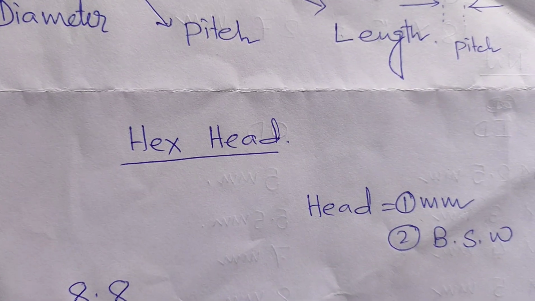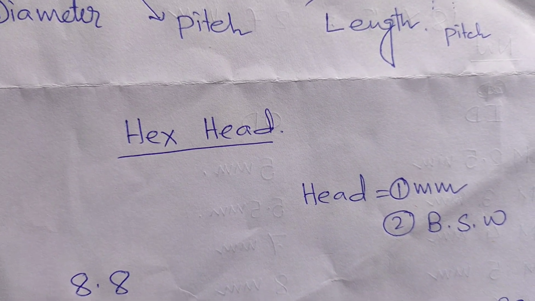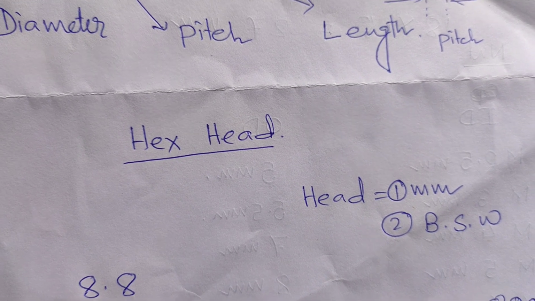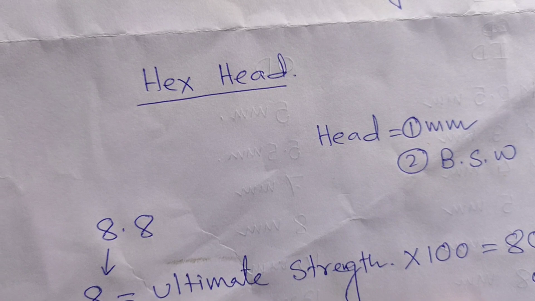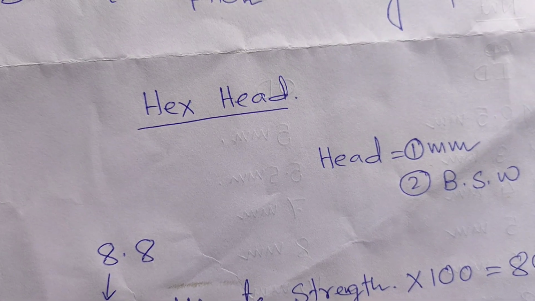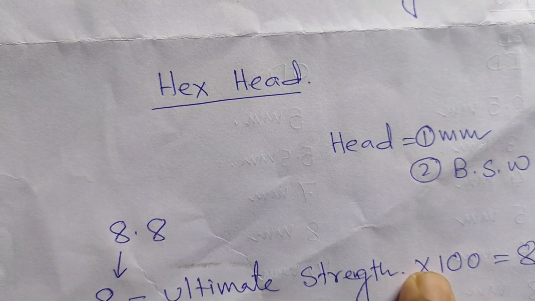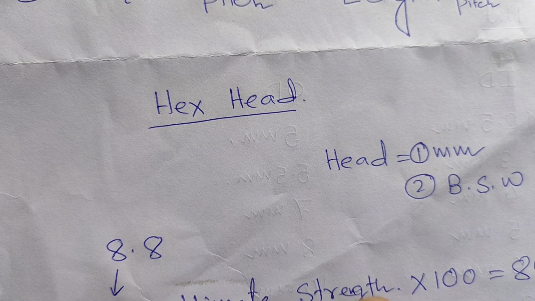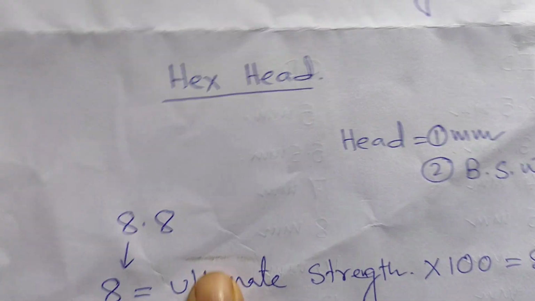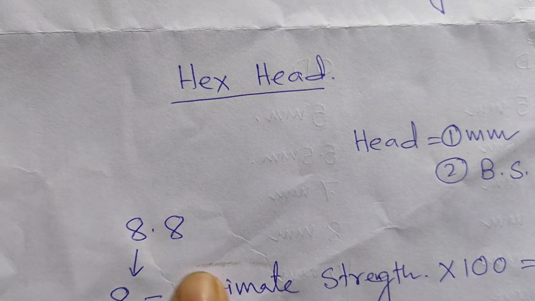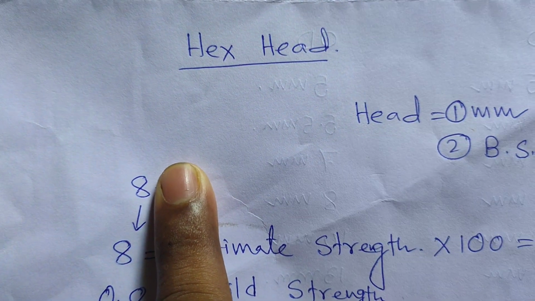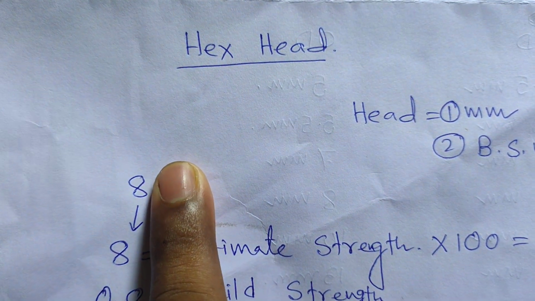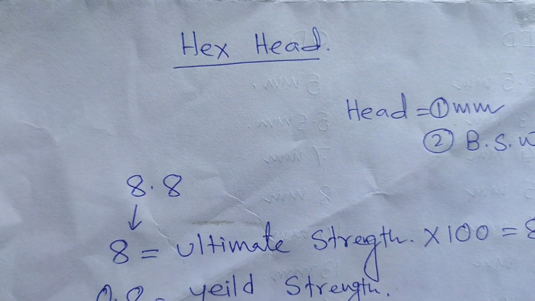On the top of the nut head, you see the BSW, different logos, different company names, and also you can see, for example, 8.8. We are considering 8.8. You can see 5.6, 4.2, whatever it is, but I am considering 8.8. What is the meaning of 8.8? We consider the 8 and separately the 0.8. And what is the 8? 8 is the ultimate strength.